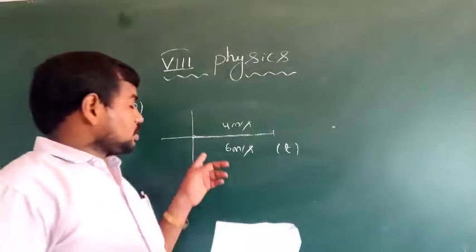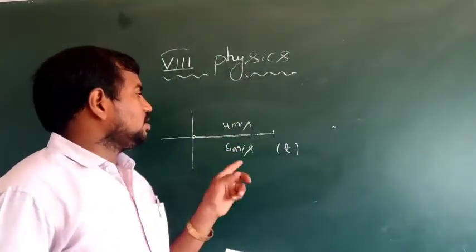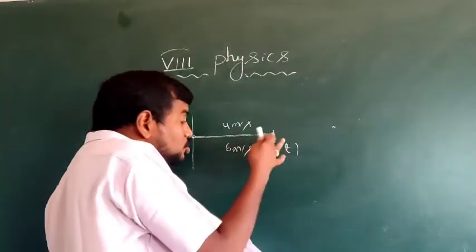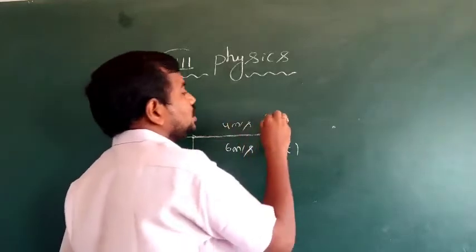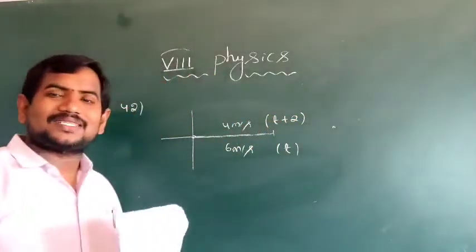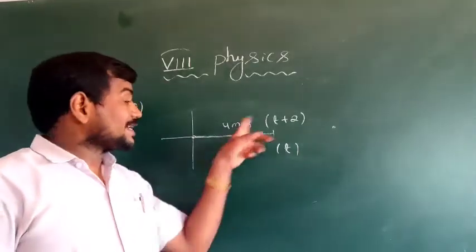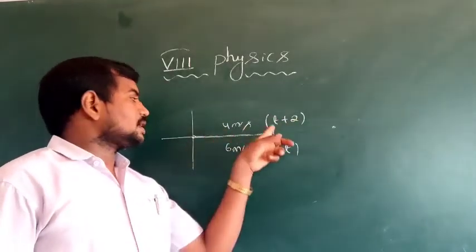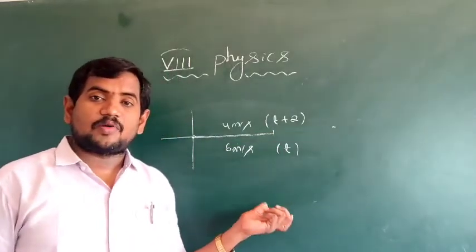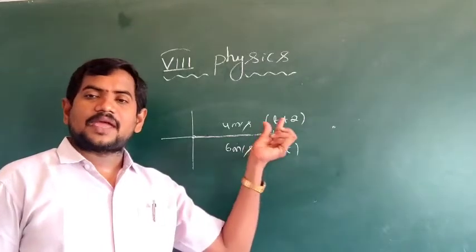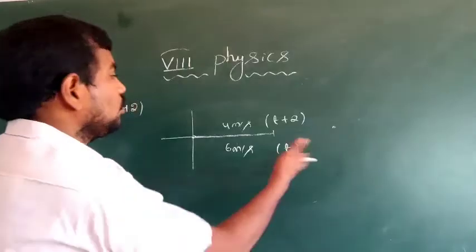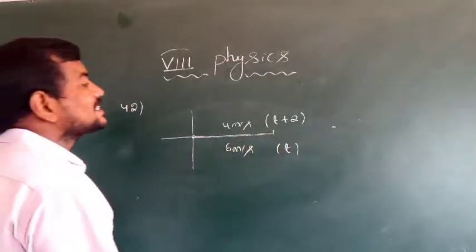So what about the time taken by the first particle? For the first particle, it has already traveled 2 seconds, and during this t time also it is going to travel. Because the second particle starts only after 2 seconds of the first particle's motion, if the time taken by the second particle is t seconds, then the time taken by the first particle will be t plus 2. Now we have to equate the distances.